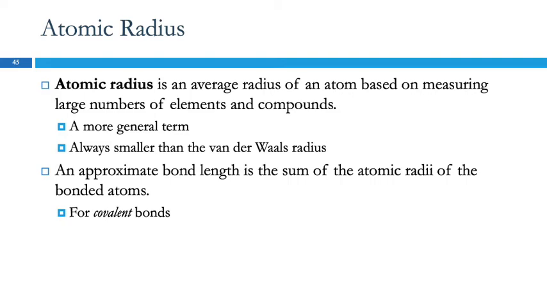So what we're going to do is look at kind of an average of those radii, and this is based on just measuring a bunch of elements and compounds, okay? So that's what we're referring to. We can approximate the bond length by looking at the sum of the atomic radii. It's not precise, but it's a good approximation. That works for covalent bonds, not ionic bonds.